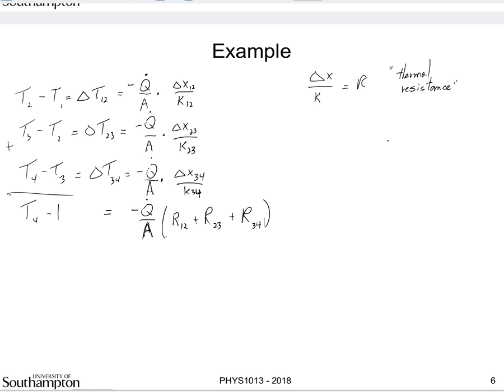So now we've got all the numbers. We can put everything together. We can isolate Q dot. So it's A divided by the total resistance times T4 minus T1, with a minus sign. And then if you put in the numbers, you're going to get 46 watts.